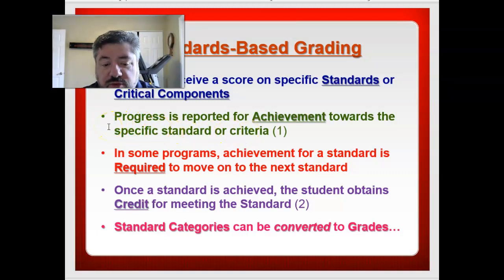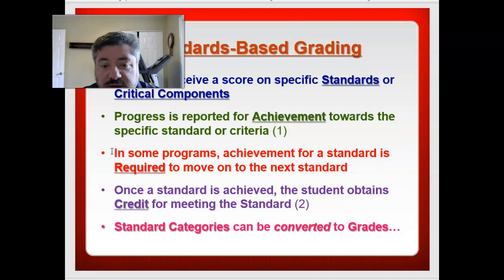We would think of our rubric. We might have levels such as meets expectation, failed to meet expectation, below expectations, and then you could get to where they need to be as far as proficient and advanced. Right? In some programs, achievement for a standard is required to be able to move to the next standard. So if you think about a math class, students are going to have to understand adding and subtracting before they go on to multiplying and dividing and fractions. So you have to achieve the standard before you can even start the next assignment.